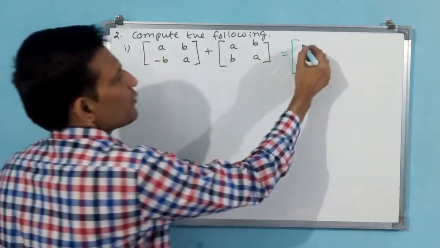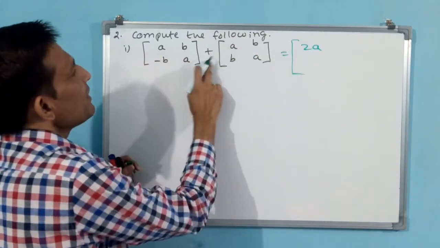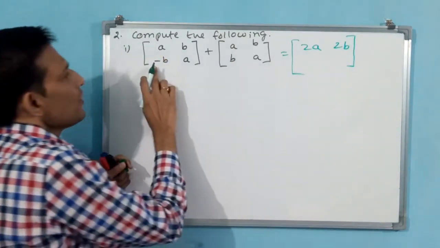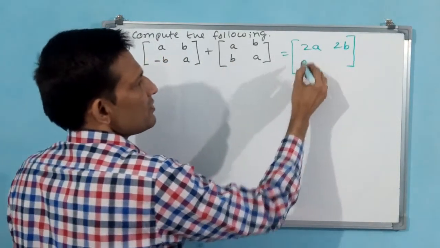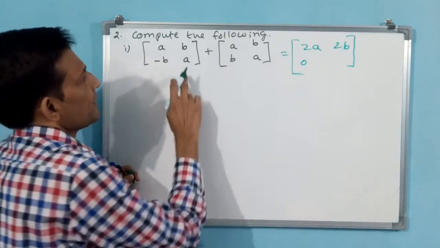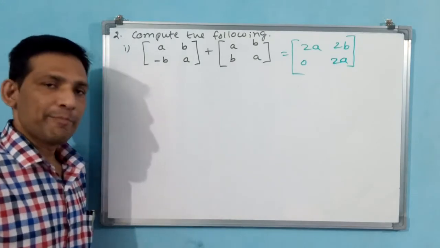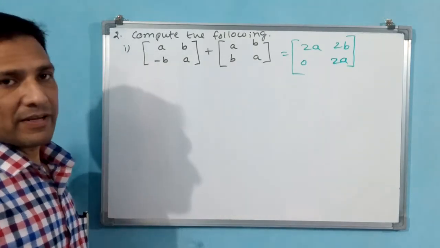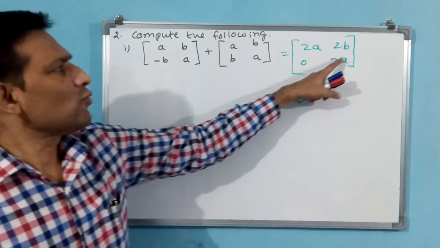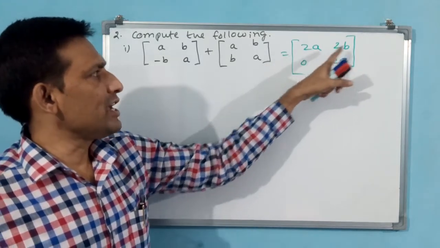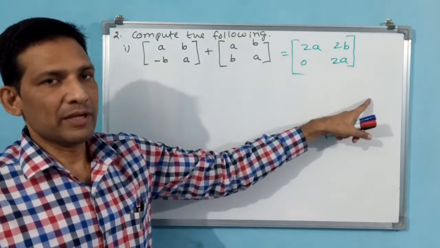A plus A, 2A. B plus B, 2B. Minus B plus B, 0. A plus A, 2A. Okay? This is the answer for your first part. You can take 2 common also. Why? Because 2 into 0, 0. Even you take 2 common, then A, B, 0, A will become. Okay?